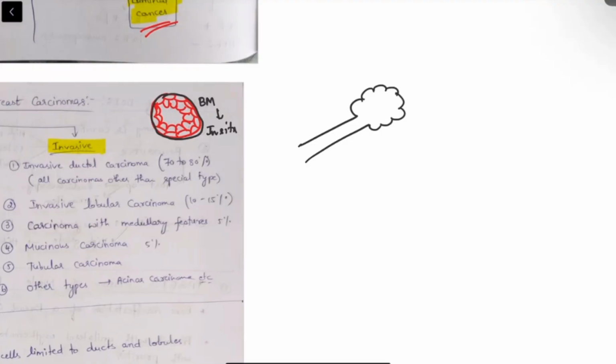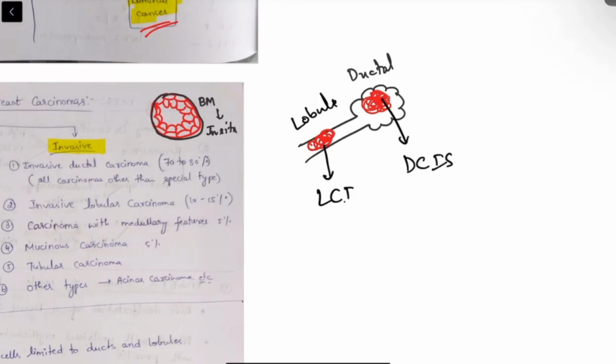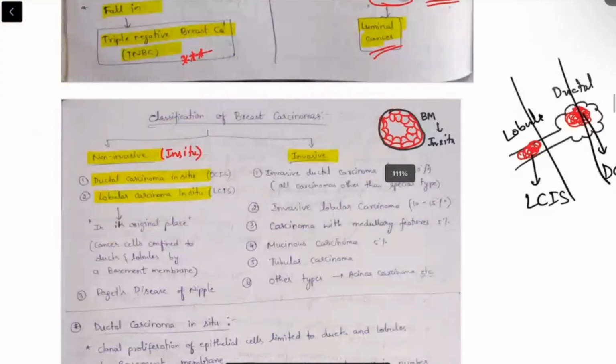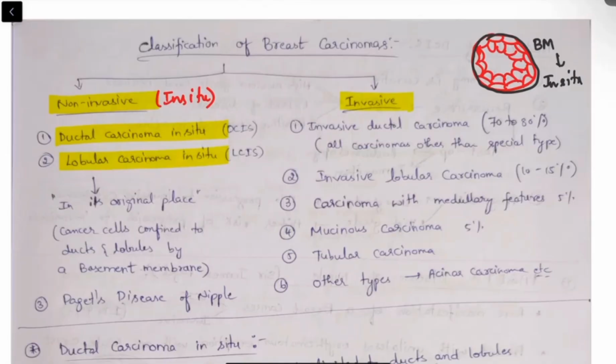Yeah, so this is again the duct. If the carcinoma arises from here, that is ductal carcinoma in situ, in situ because it is not breaking the basement membrane. If the carcinoma arises from here, it is lobular carcinoma in situ because this is the lobule. So this is ductal carcinoma in situ and this is lobular carcinoma in situ. So this is a transverse section. If you see in cross section, again it depends on whether we have taken the cross section here or here. Based on that, you can draw the appropriate diagram. So these are the two in situ or non-invasive breast cancers.